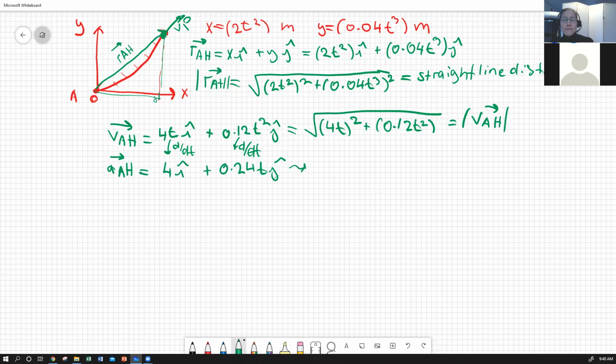It's okay. So we can do the same. Just write that 4 squared plus 0.24 t squared, all under a square root. There's the magnitude of our acceleration. So we can determine the magnitude of the displacement, the straight line distance, the velocity, and the acceleration anytime. Just plug in whatever time you want for t, and you can figure that out for whenever in the helicopter's flight.